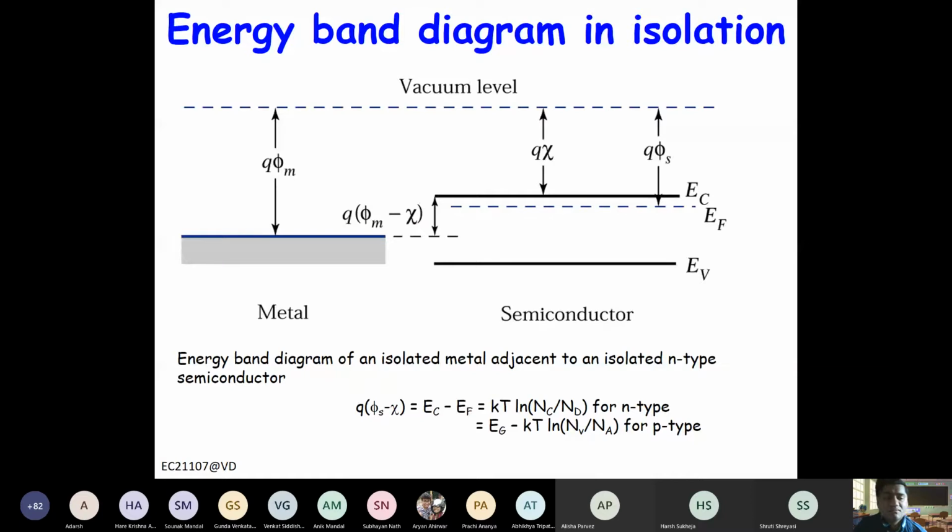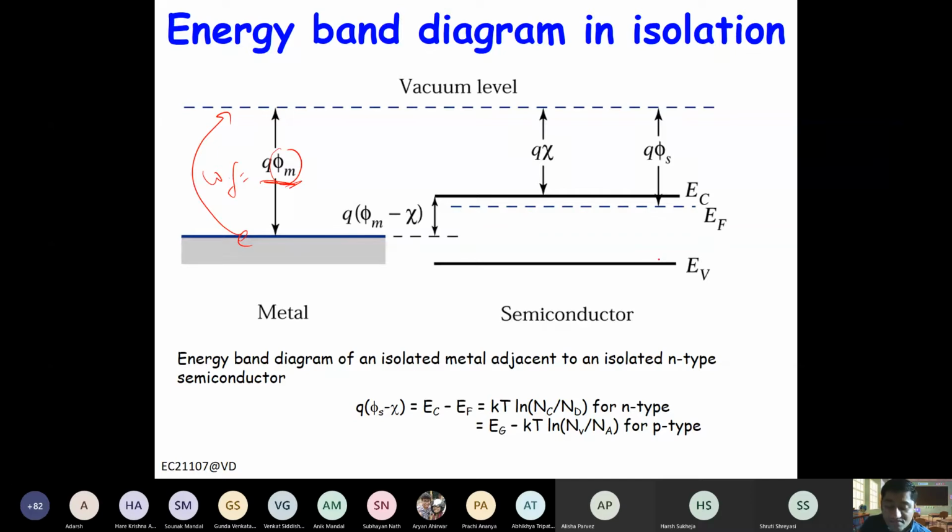Okay, so this is basically the band diagram. For metal, we define a work function. Now, what is work function? It is basically the energy required to eject an electron from the metal surface, and we call it Q phi m. So Q phi m will be basically energy, and phi m will have the unit of potential.